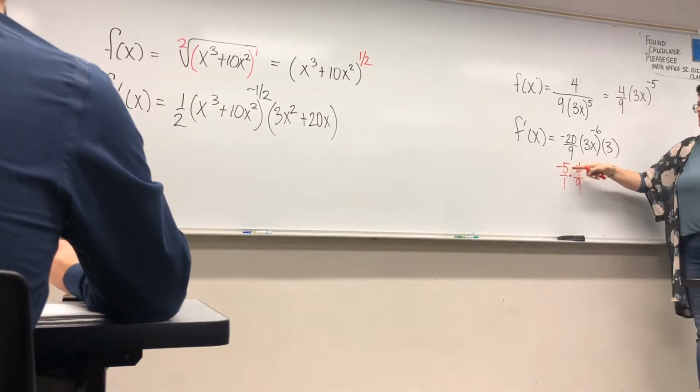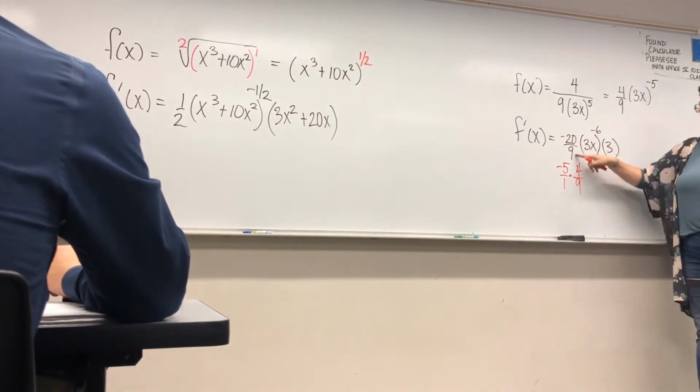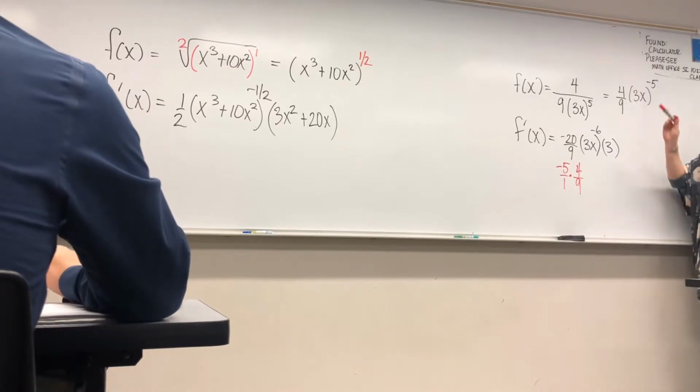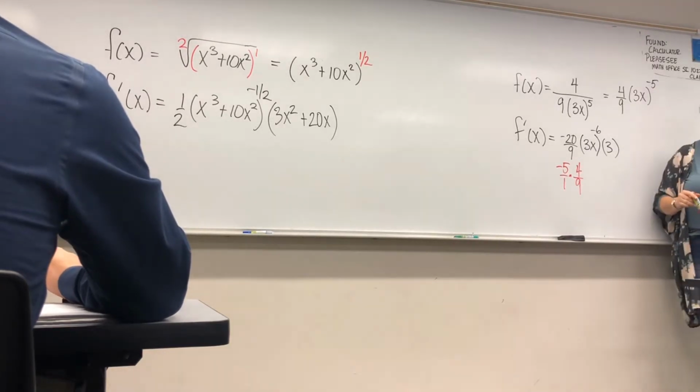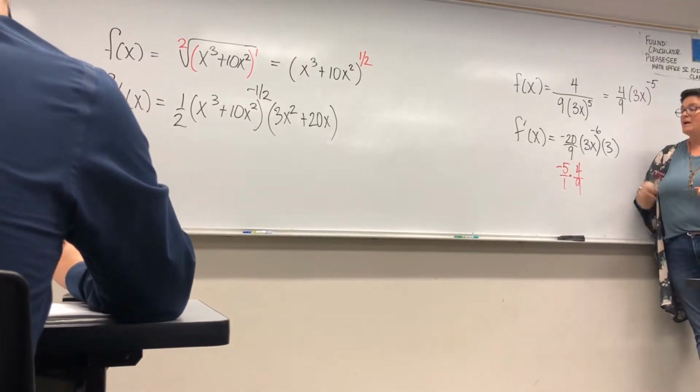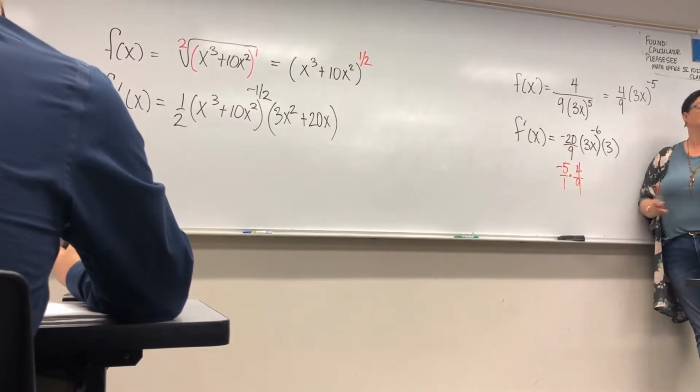-5 times 4 is -20. 1 times 9 is 9. So if it helps, think of your exponent as a fraction all the time. That way you know which layer goes with what.